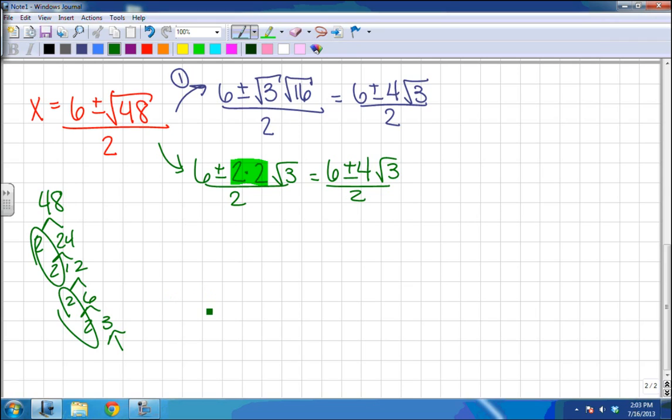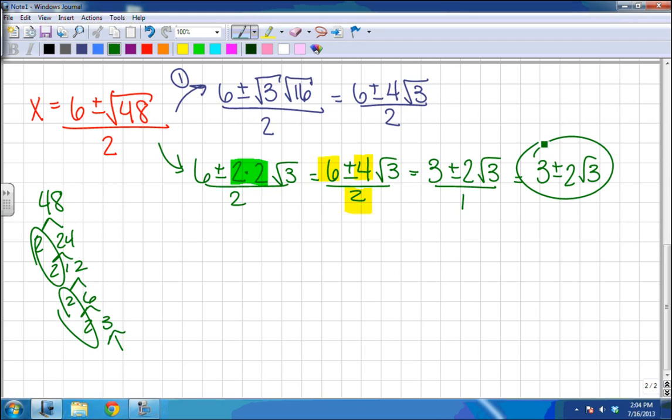Now again, if you think back to the last problem, I need to check to see if I can simplify. I won't always be able to simplify here, but I always want to check, just like with the square root. Sometimes you'll have a perfect square root, sometimes you'll have one that you can't simplify. But you always want to check. Is there a number that goes into 6, 4, and 2? Hopefully you said 2. So what's 6 divided by 2? That's 3. 4 divided by 2 is 2. The square root gets left alone. And then 2 divided by 2 is 1. I have a 1 on the bottom again, so my final answer is 3 plus or minus 2 times the square root of 3.